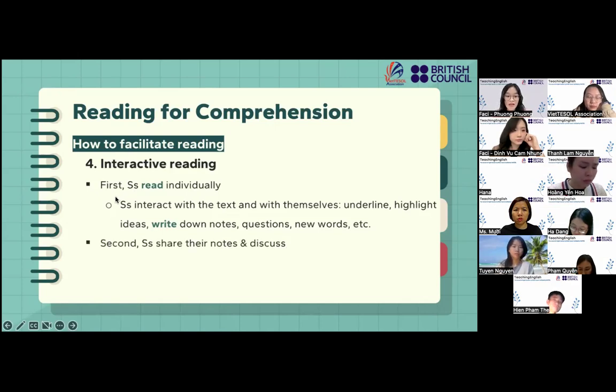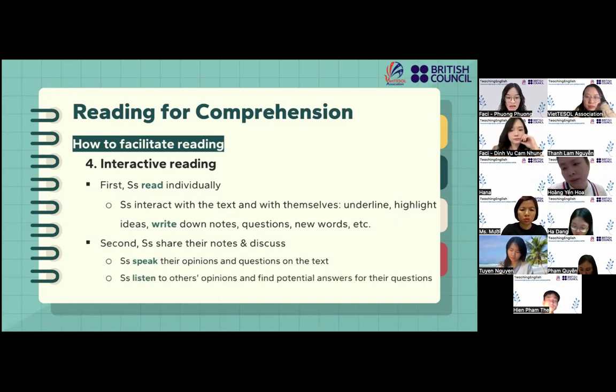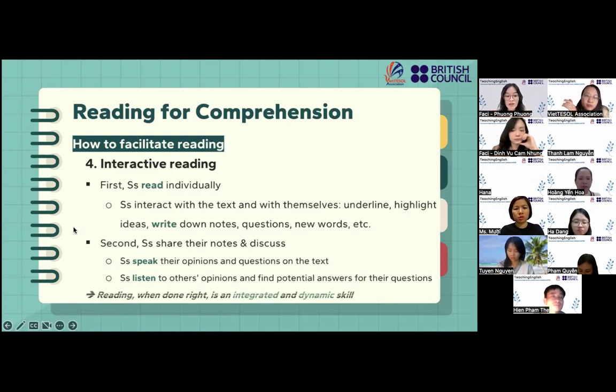And in the second phase, the students will share their notes and discuss. So the students can have the opportunity to speak out their opinions and also ask questions on the text. At the same time, they can listen to other people's opinions and find potential answers for their questions. So if you look at all the highlighted words in my slide, you will see that within reading, you have writing, you have speaking, and you have listening. So if done right, reading is an integrated and very dynamic skill.